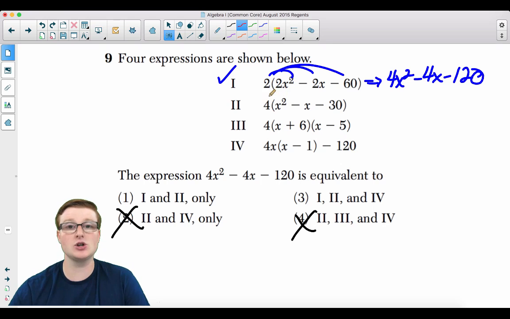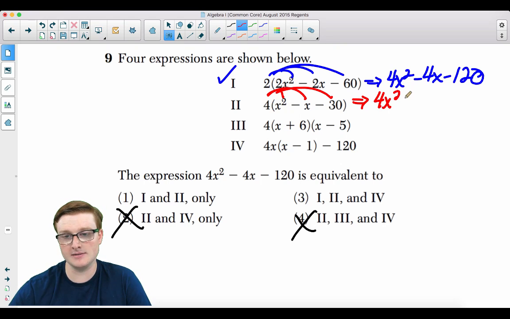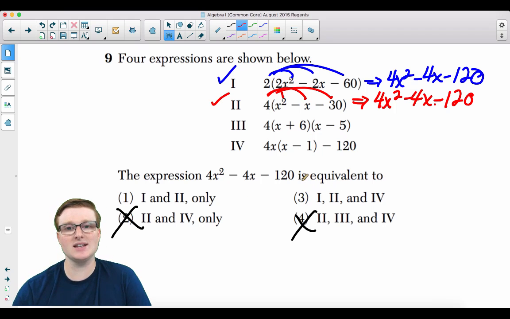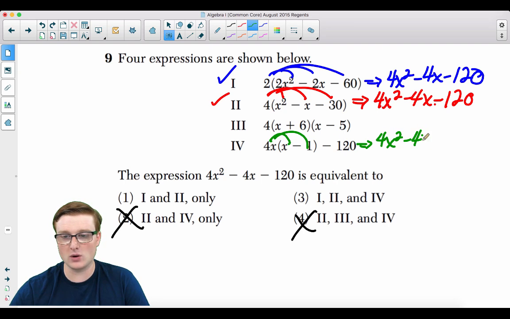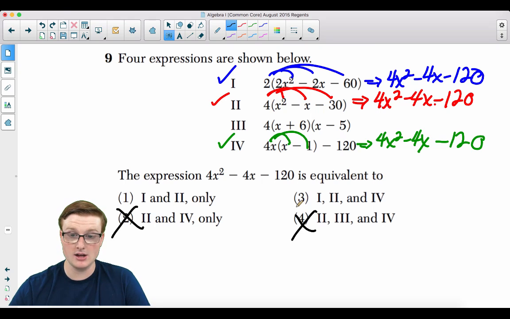Let's take a look at this. If we distribute that 4 in, do we get the same result? Well, 4x squared minus 4x, 4 times -30, that is going to be -120. So this works as well. Now, since we're down to these 2 answers, let's jump right down to choice 4, or option 4. Well, if we take that 4x and we distribute it back in, we get 4x squared minus 4x, and then the minus 120 carries along for the ride. That works as well. Your answer is going to be choice 3.